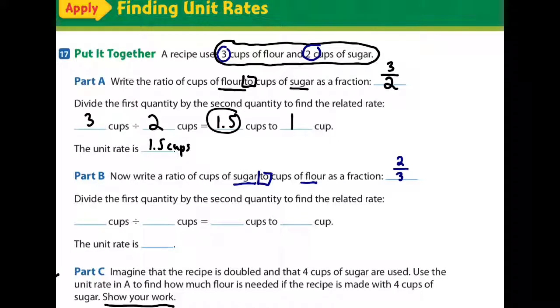And it says divide the first quantity by the second quantity. So the first quantity is 2, and we're dividing that by 3. Okay? And I'm going to use my calculator. 2 divided by 3 is, ooh, it's a repeating decimal. So it's going to be 0.66666. Did you know to write that as 0.6 repeating? If not, you can fix that if you didn't know how to write that. So it's 0.6 repeating cups to 1 cup.